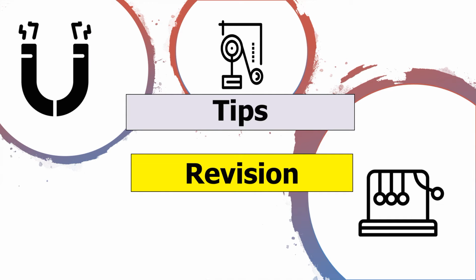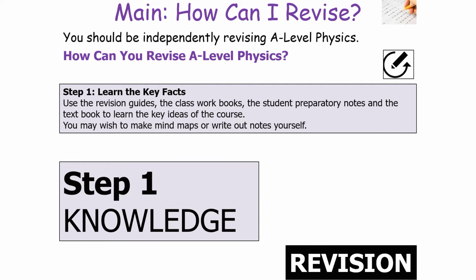Well, you should be independently revising physics in 3 steps. The first step is to learn the key facts. So use your revision guide, your class workbooks, your preparation notes and the textbook to learn the key ideas of the course. Learn the knowledge and the facts that you need to know for AQA A-Level Physics. And you can do this by writing out mind maps or writing out the notes yourself.